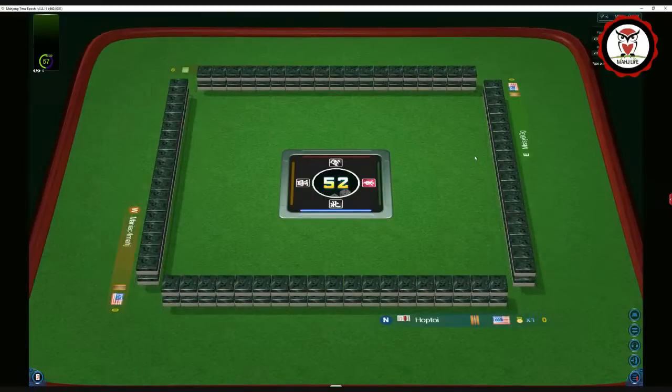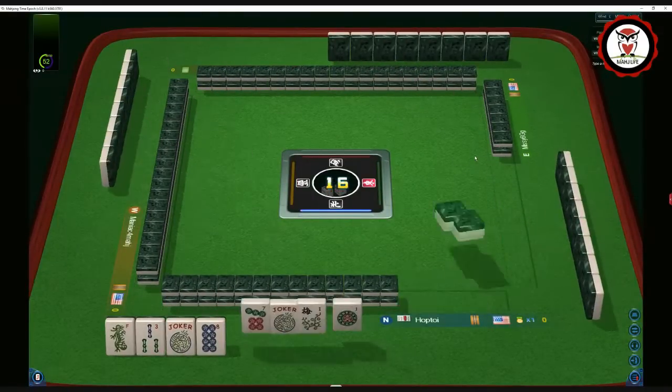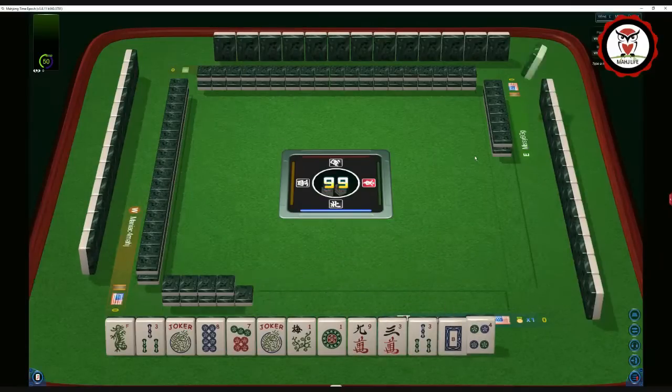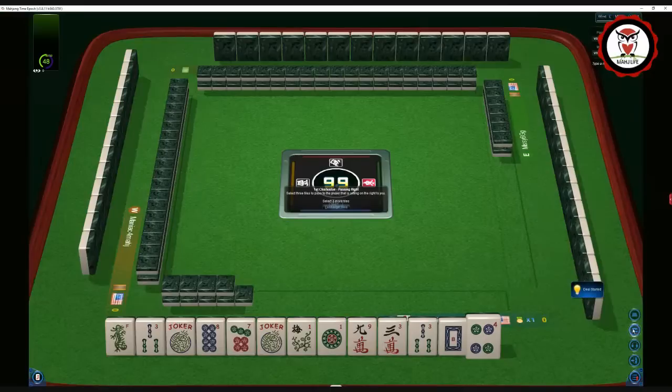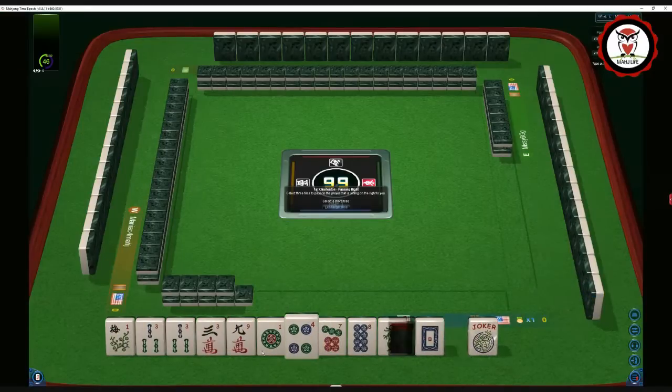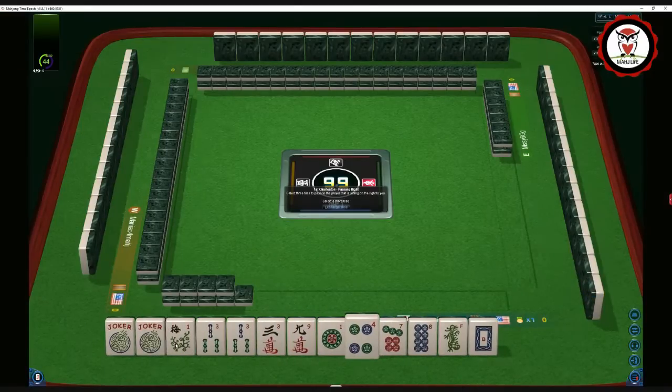We need a good strong deal. We've been really light on our multiples other than, well, we had a nice strong multiple with the last hand, but okay, let's see what we have this time. We have a couple of jokers, a flower, 3 bam pair, 3, 9 in cracks, 1, 4, 7, 8 in dots, a green dragon and a white dragon.